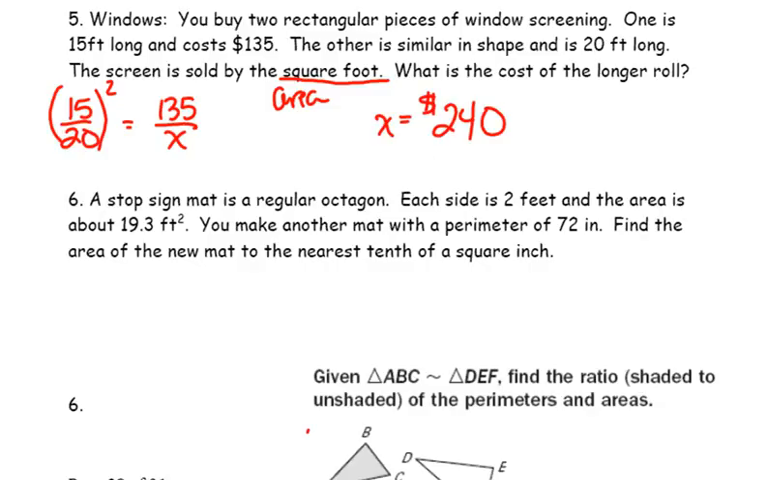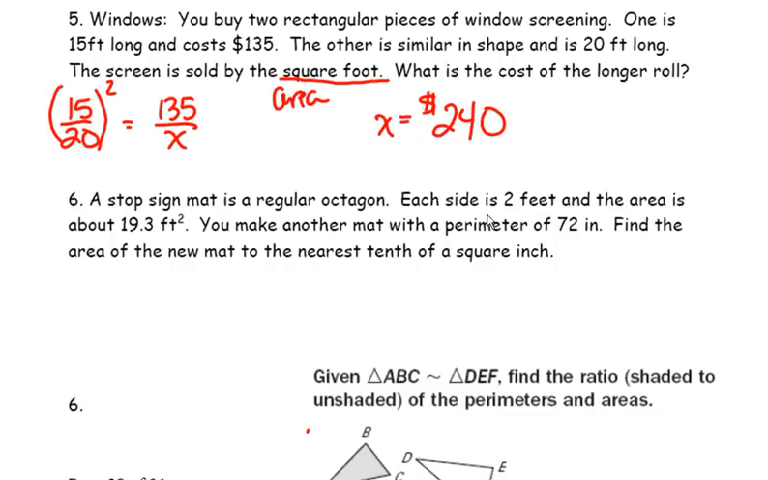Hit pause now. And you should have gotten $240. All right, next problem. A stop sign mat is a regular octagon. Each side is 2 feet and the area is about 19.3 feet. You make another mat with a perimeter of 72 inches. We need to find the area of the new mat to the nearest tenth of a square inch.